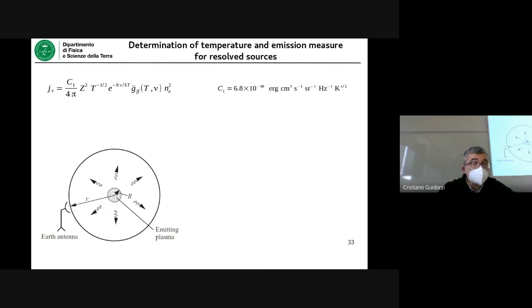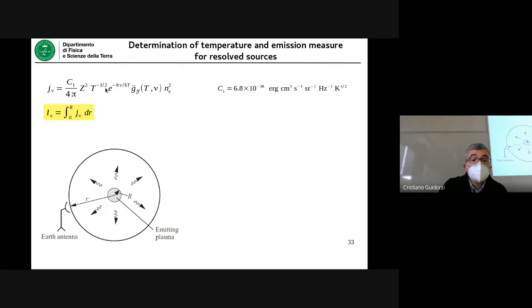What is a resolved source? A source whose solid angle can be measured. So you know the solid angle subtended by the source to you. So I just took the spontaneous emission coefficient. Here I just call C1 the numerical coefficient that I put already, so I left the dependence on the atomic number and temperature. Here I just took, of course, a neutral plasma, so Ni equals Ne, that's why Ne squared. And the rest is just what you already know.